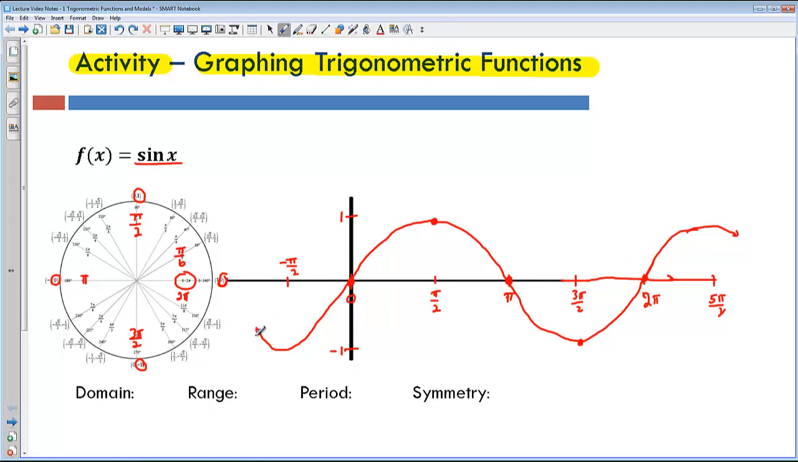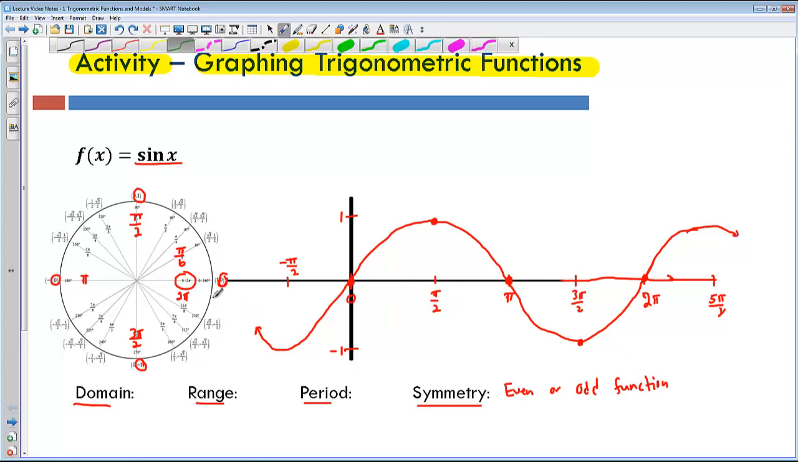So if you look at this, we can talk about the domain, the range, and the period, and finally the symmetry. Basically, is it even or is it an odd function? We talked about these near the beginning of the semester. So let's just talk about the domain real fast. So the domain, remember, are all the input values. So if you look along the x-axis, these are just the degrees or the radians, right, the angle. And so everything is in your domain here.